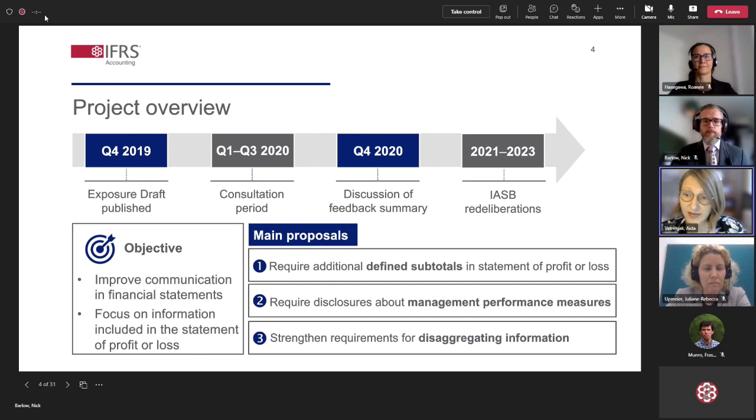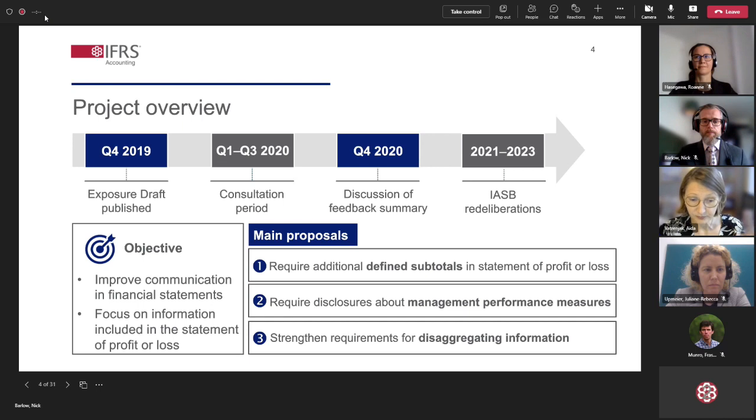Just to help you navigate through this, as we walk through the slides, we have included some coding in the proposals. So you will see some red stars and some blue stars. Red stars mean these are the proposals that the IASB is still to redeliberate. And a blue star means these are the proposals that are subject to targeted outreach, which we have just about started last week.